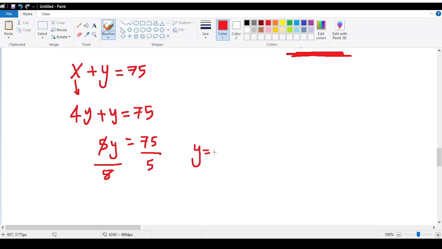Give it a try, Shamsa. 5 times what equals 75? Is it 5 times 10? No. Is it more or less? More. Okay, start increasing. 5 times 11, 55. Keep going. 5 times 12, 60. Good. 5 times 13, 65. 5 times 14, 70. 5 times 15, 75. Understood, Shamsa?